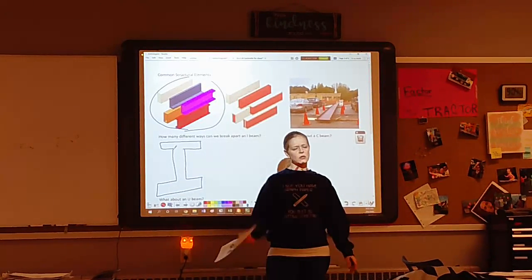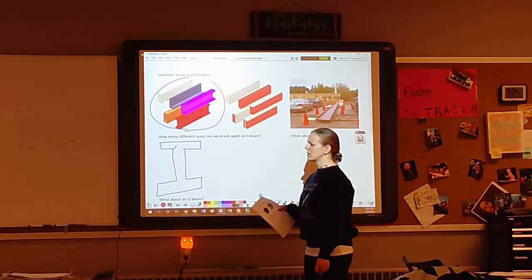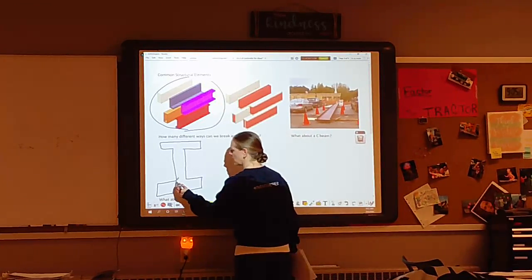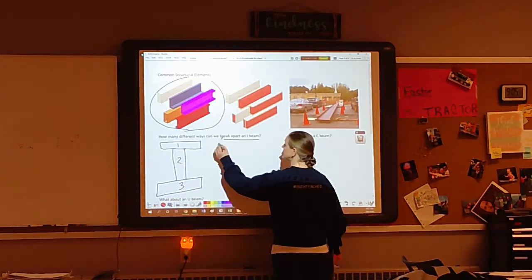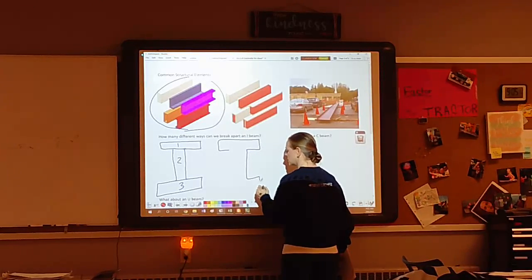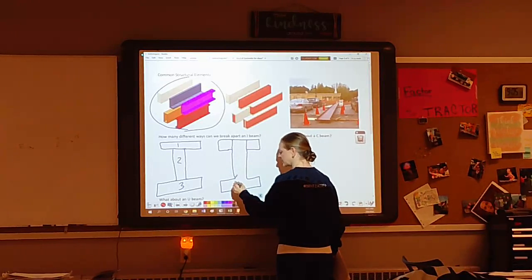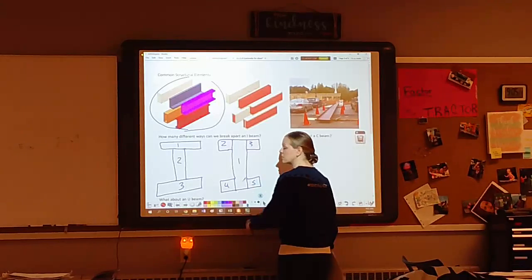How many different ways can you break apart an I-beam? How would you break this apart? I think we all probably see at least three shapes, right? What shape do you see? You see two horizontal rectangles and one vertical? So I would do a three shaper. I would as well. I have seen people do one large rectangle like that. 2, 3, 4, 5.